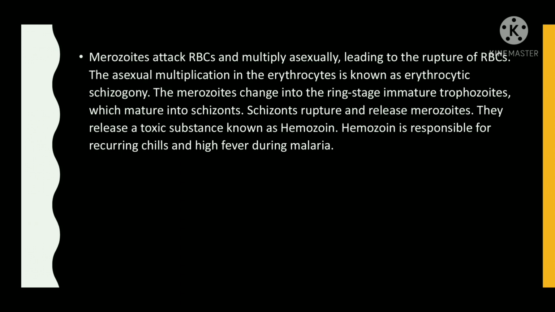Merozoites attack RBCs and multiply asexually, leading to the rupture of RBCs. The merozoites can change into the ring stage, immature trophozoites, which mature into schizonts. Schizonts rupture and release merozoites. They release a toxic substance known as hemozoin. Hemozoin is responsible for recurring chills and high fever during malaria.